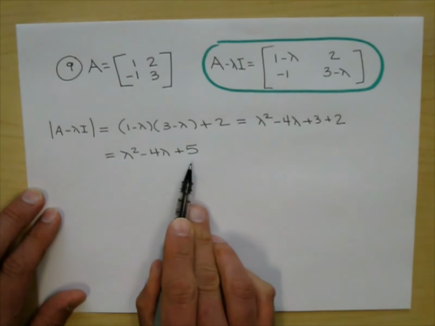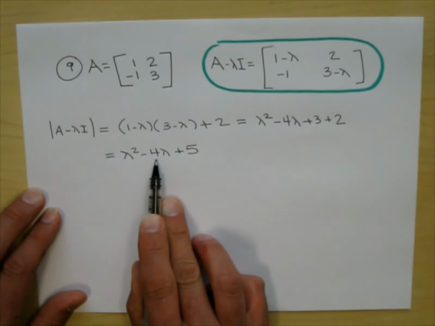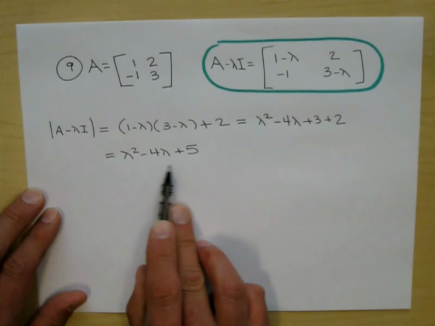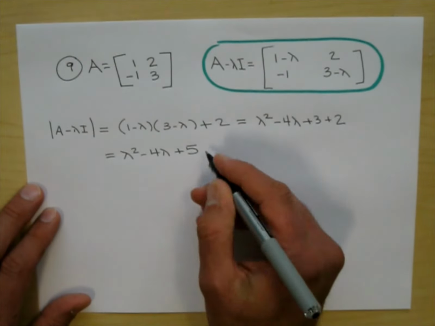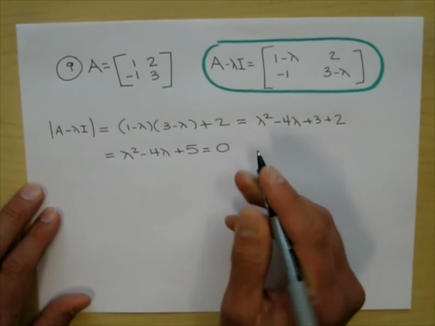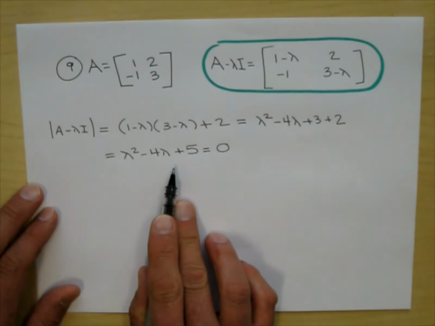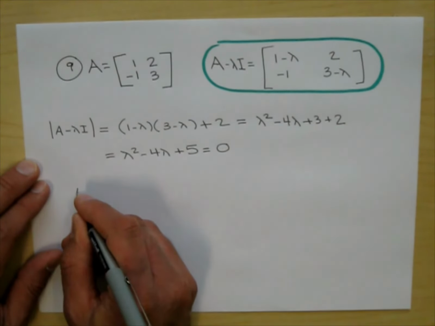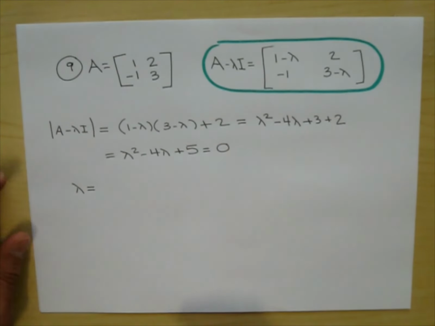Okay, are there factors of 5 that add up to 4? And the answer is no. So we cannot factor this over the rational numbers. What we're trying to do is set this equal to 0 and solve this equation. Because that doesn't factor, we have to use the quadratic formula. This might be the first time we're doing the quadratic formula in this class.